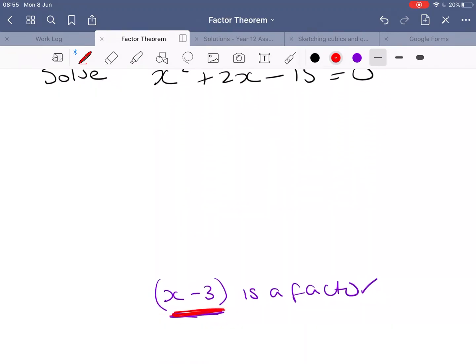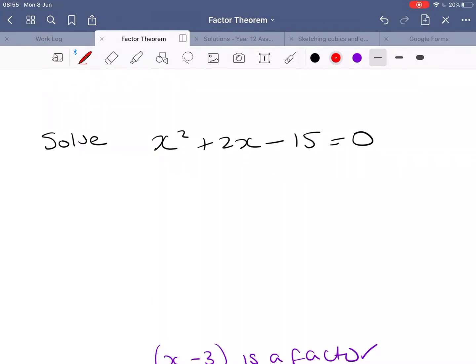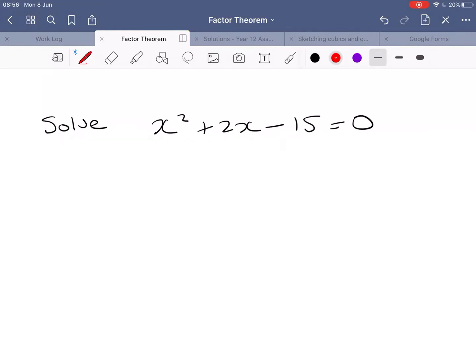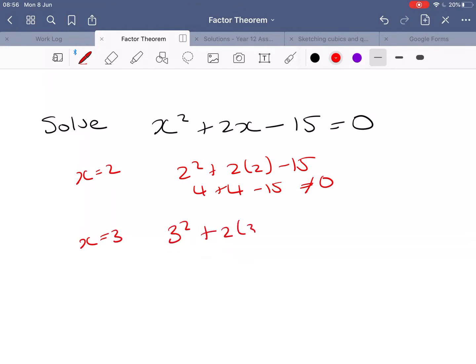So you can almost do the reverse. You can think, well, let's try some numbers out. Let's try x equals 2. Well, I'd have 2 squared plus 2 lots of 2 minus 15. 4 plus 4 minus 15. Well, that doesn't equal 0. So x equals 2 is not a solution. Let's try x equals 3. Well, I'd have 3 squared plus 2 lots of 3 minus 15. 9 plus 6 minus 15. Guess what? That equals 0. So x equals 3 is a solution.